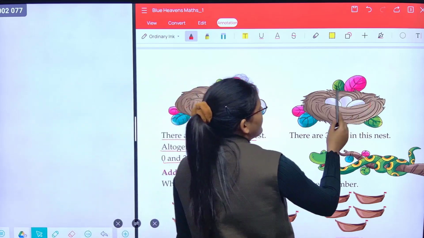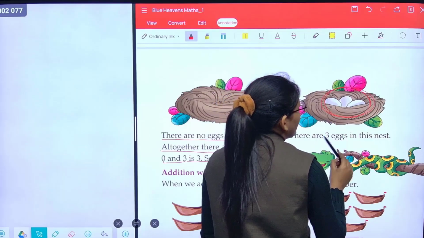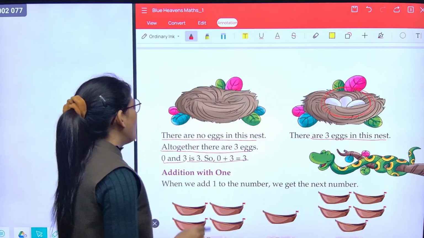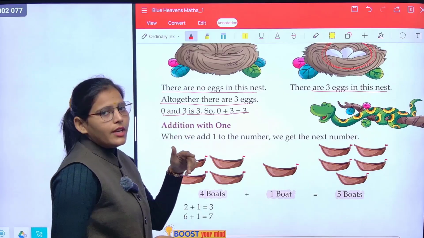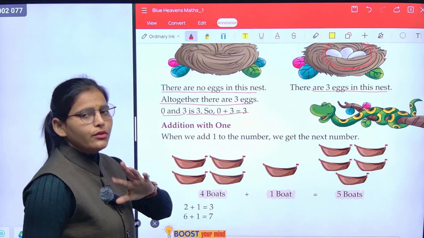But class, there are 3 eggs in the nest. So all together there are 3 eggs, and 0 plus 3 is equal to 3.